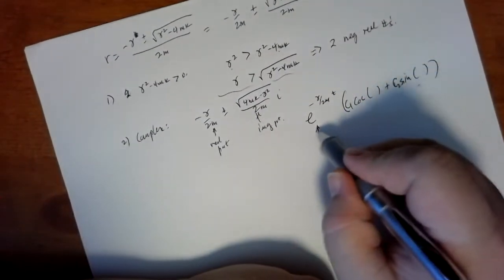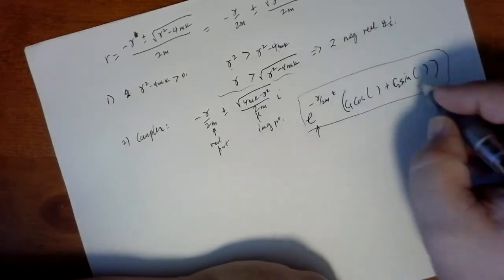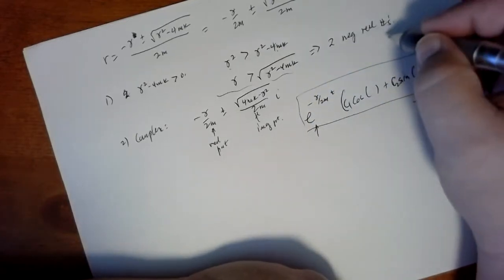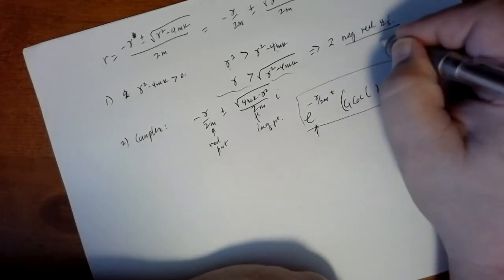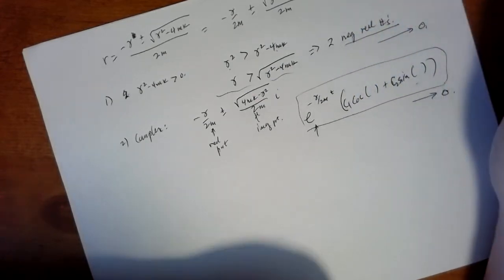The idea being here that all of our solutions are going to 0, right? And what happened up here? Because these have two negative real numbers, all solutions went to 0.